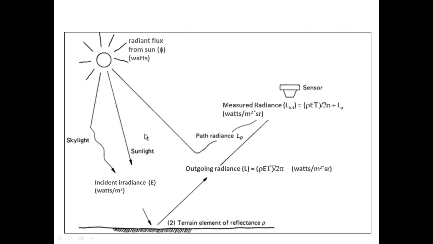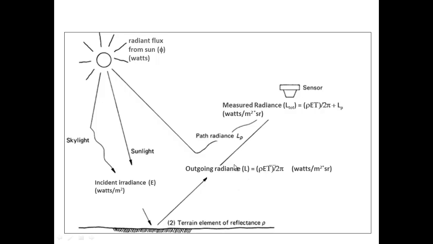So to start, let's go through a review of how radiant energy gets from the sun to the satellite sensor where the image is collected. So it's emitted from the sun as a radiant flux in watts. Some of those watts make it down and hit a 1 meter squared patch of ground, and that's called the irradiance, E. Depending on the reflectivity of the surface, some fraction of that irradiance is reflected back and becomes what's called outgoing radiance, or L. And that's just equal to the reflectivity times the irradiance times the transmissivity of the atmosphere divided by 2 pi, recognizing that a Lambertian surface will radiate the energy evenly into a 2 pi hemisphere above the surface.